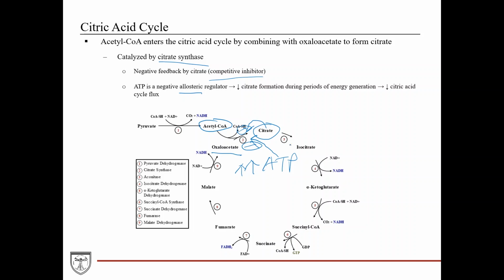Anyways, you have ATP come back and negatively inhibit, and what that does is decrease citrate formation during periods of energy generation. So you're generating a bunch of ATP. You've also reached a point of diminishing returns to produce any more NADH and FADH2, because you're producing a high number of ATP and producing energy. So as a result of decreasing citrate formation, you decrease citric acid flux, and the citric acid cycle is running at a decreased rate because you're in a state of high energy generation.